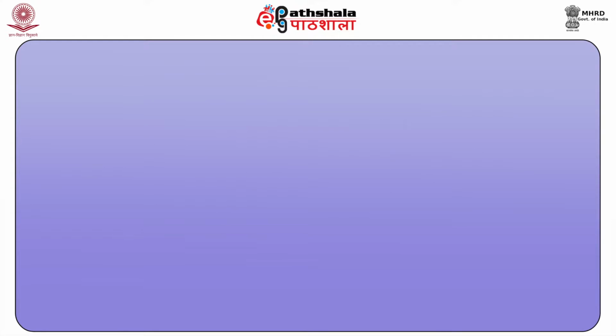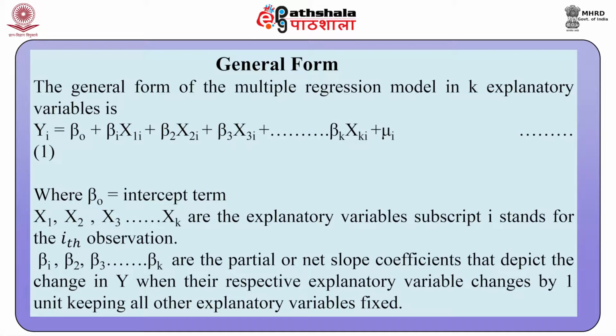Multiple regression equation, general form. The general form of the multiple regression model in k explanatory variables is yi is equal to beta naught plus beta 1 x1i plus beta 2 x2i plus beta 3 x3i and so on up to beta k xki plus mu i, where beta naught is the intercept term, x1, x2, x3, xk are the explanatory variables, subscript i stands for the ith observation, beta 1, beta 2 up to beta k are the partial or net slope coefficients that depict the change in y when their respective explanatory variable changes by 1 unit, keeping all other explanatory variables fixed.